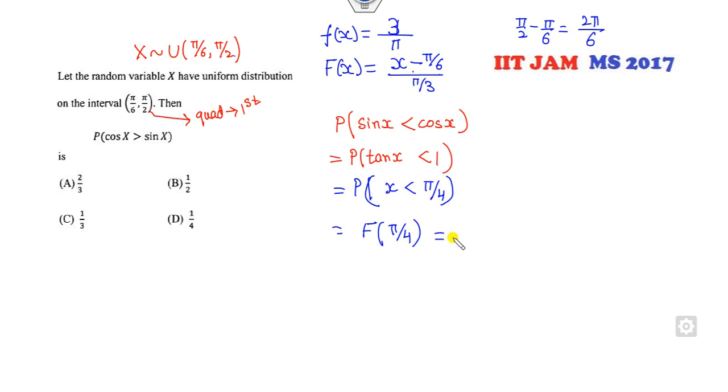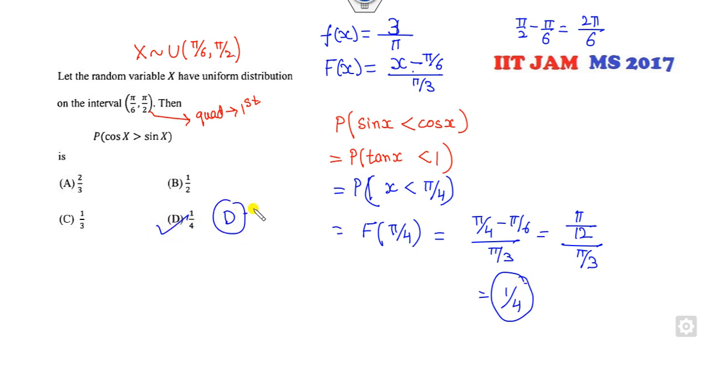I can substitute here. So what is that? It's pi over 4 minus pi over 6, divided by pi over 3. So 12 is the LCM. 3 minus 2. So pi over 12 divided by pi over 3. 1 over 4 is the right answer of this problem. Always, whenever you have the uniform distribution, always write it in terms of the CDF. You will get your answer within a fraction of a second.